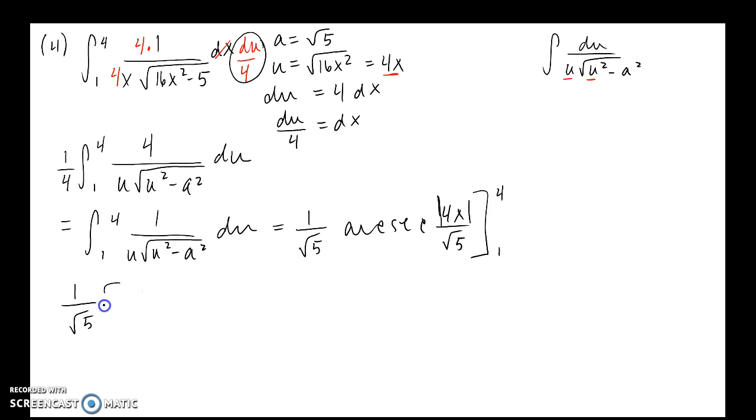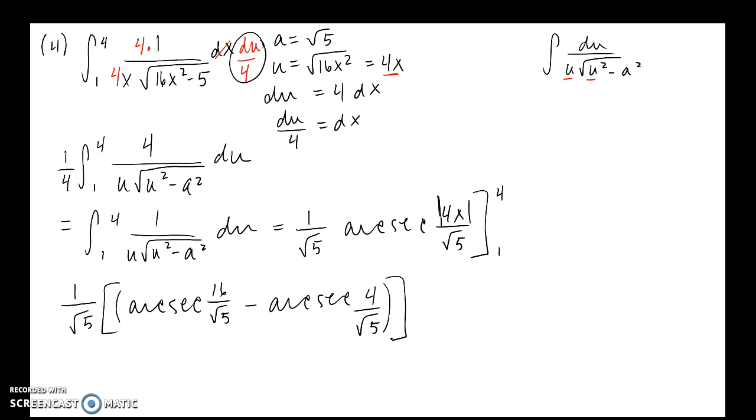Again, we don't need to rationalize. So plugging 4 in, arcsecant of 16 over the square root of 5 minus arcsecant of 4 over the square root of 5. It's ugly, but it's your answer.